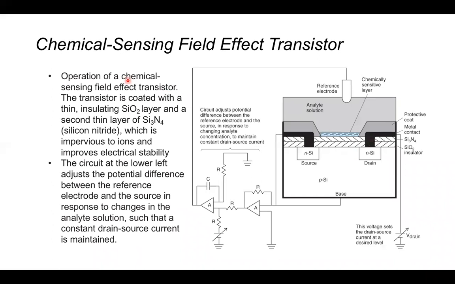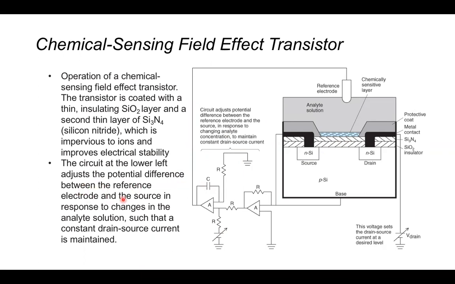So the operation of a chemical sensing field effect transistor is shown here. The transistor is coated with a thin insulating SiO2 layer, which is here, and a second thin layer of silicon nitride, which is impervious to ions and improves electrical stability. So that's here.